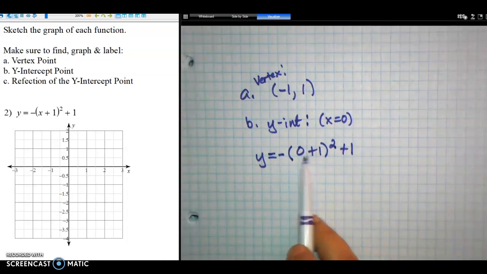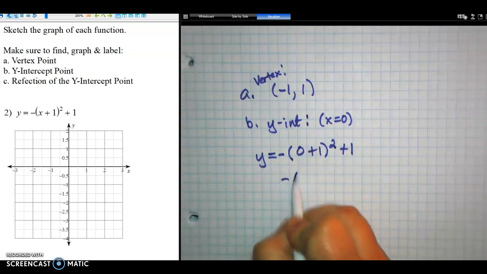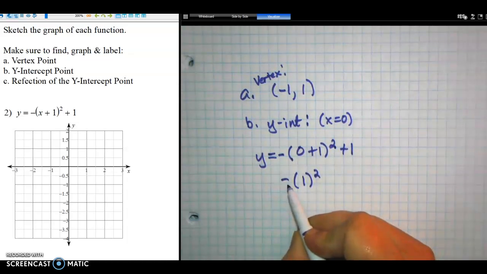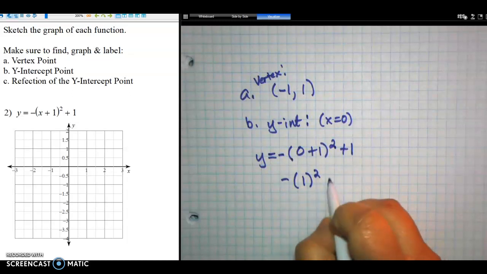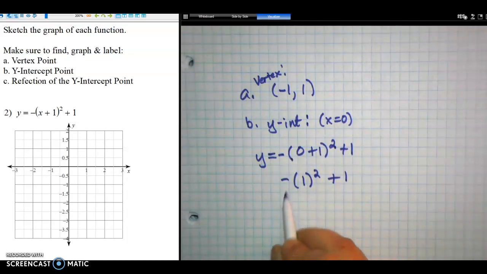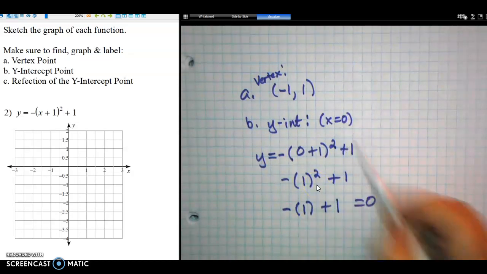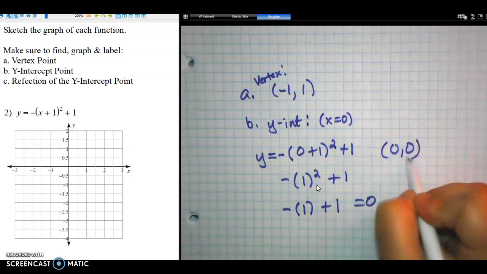Order of operations, 0 plus 1 is going to be 1 squared. Of course, that negative is still out in front because that's an independent value. So this becomes negative 1 plus 1. Well, negative 1 plus 1 is 0. So our actual y-intercept point is at the point when x is 0, y is 0, so it's at 0, 0.